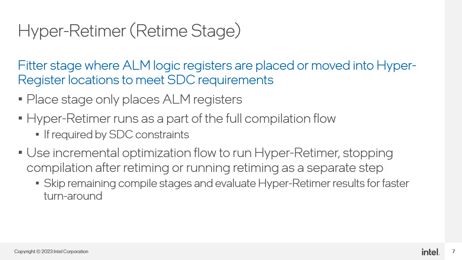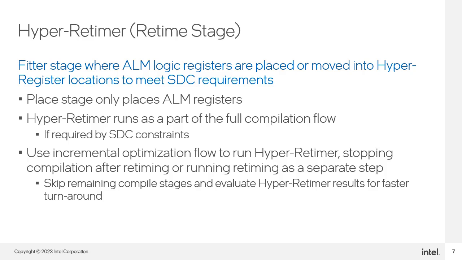During the FITR place stage, logic registers are placed in ALMs. Then the Hyper-Retimer comes along afterwards and moves some of the ALM registers into hyperregisters instead to improve performance. The Hyper-Retimer will only run if needed. So if the FITR determines that the results of the place stage already meet your timing constraints, then the Hyper-Retimer will not run. The Hyper-Retimer also supports incremental optimization.